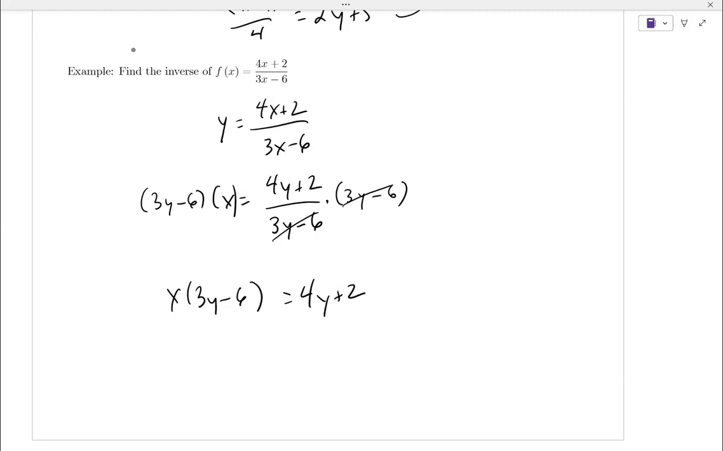Good, exactly right. We need to get the y's on one side, right? Remember, we're trying to solve for y. I need to isolate the y. Right now I've got y's on both sides. I need to put them all on one side. To be able to do that, what do you think we should do first?